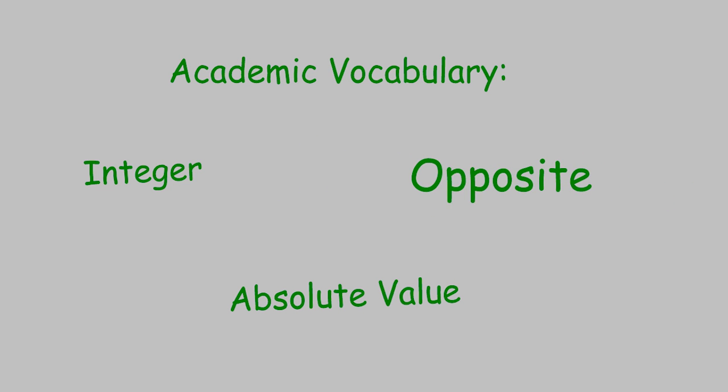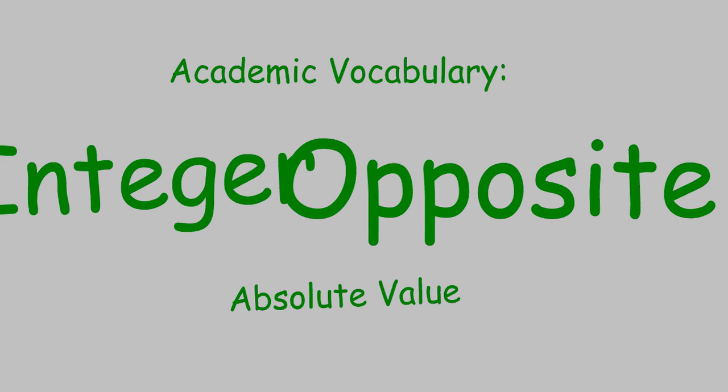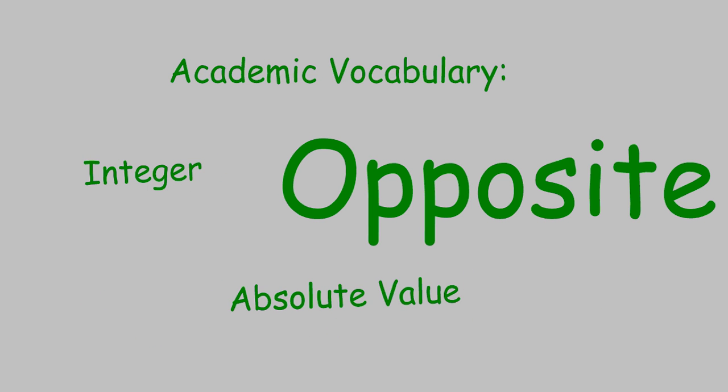Alright, so let's get ready by looking over some academic vocabulary terms. We have terms like opposite, integer, and absolute value. These are very important that we understand what they mean so we have a better understanding of integers and how we're going to add them. An opposite or opposites are two numbers that are the same distance from zero on a number line but in opposite directions. Integers are the set of positive whole numbers, their opposites, and of course zero. And the absolute value is a number's distance from zero.